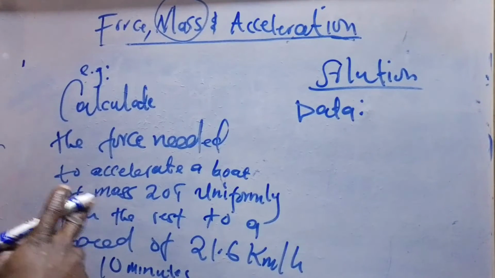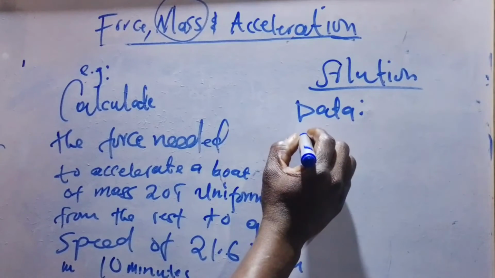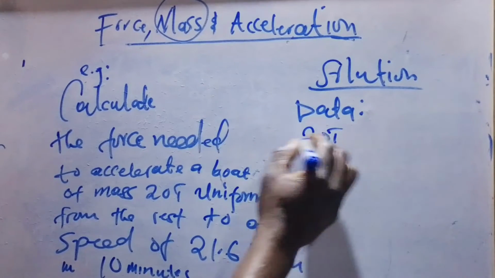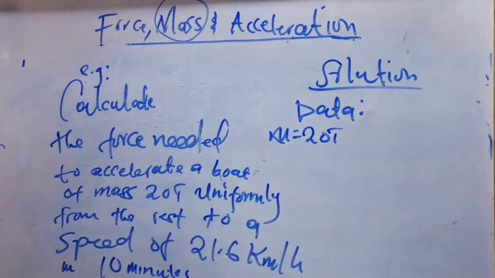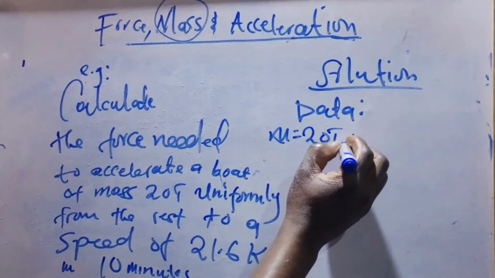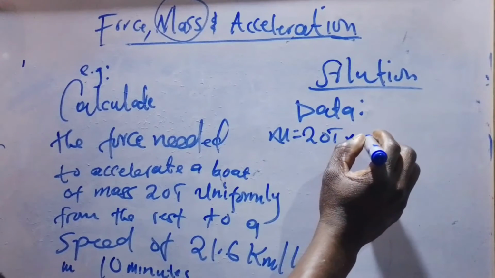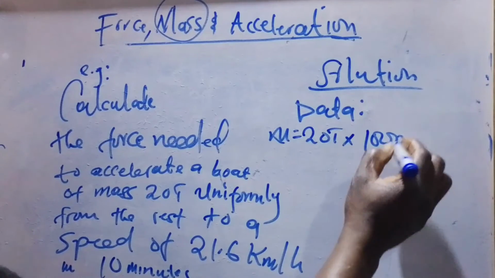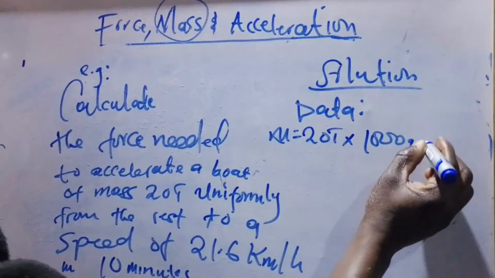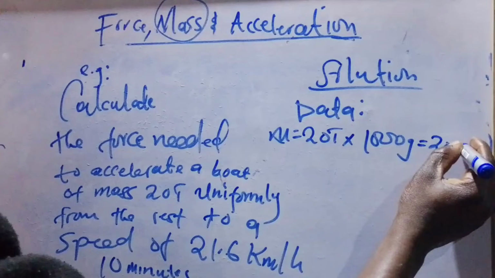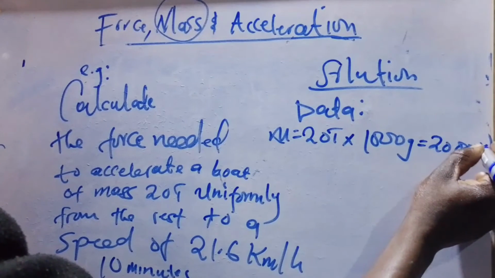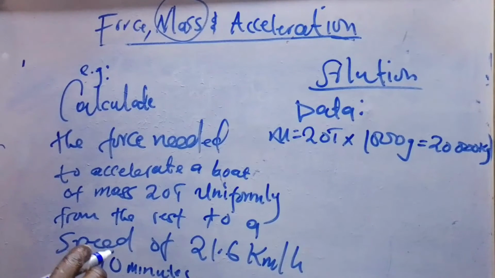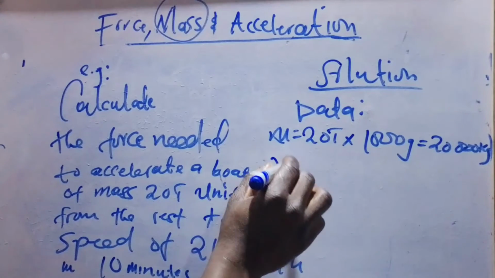So we have the mass, which is 20 tons. This is the mass, 20 tons. You have to convert this 20 tons into kg, which you are going to multiply by 1000, which should be equal to 20,000 kg. And it has got the speed of, this is the velocity.